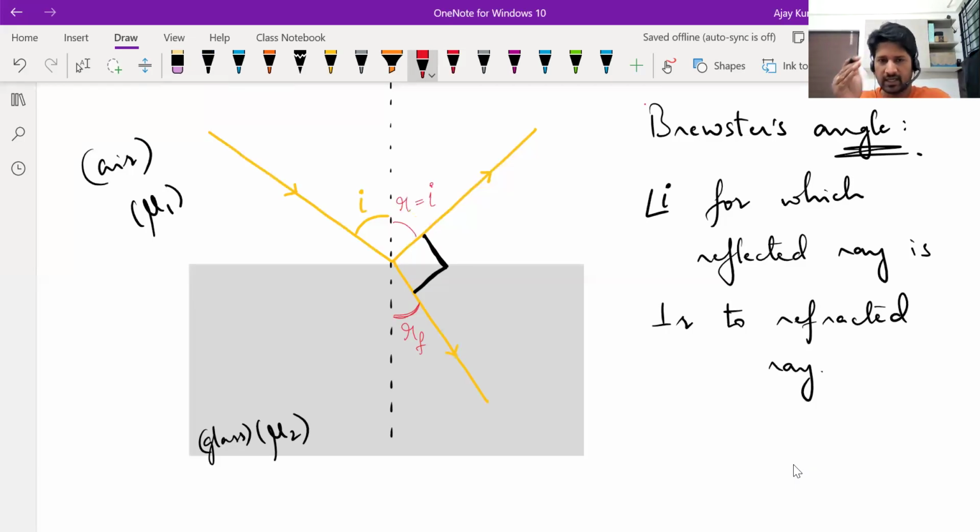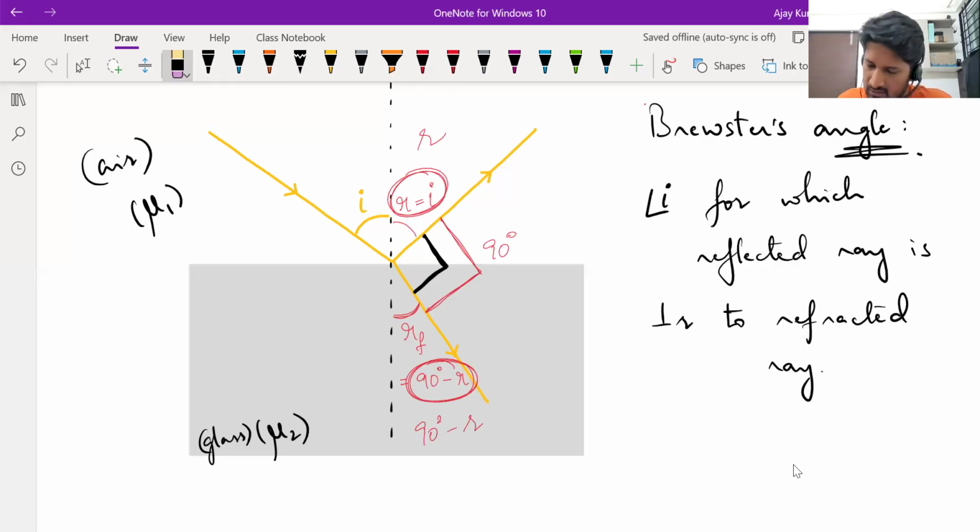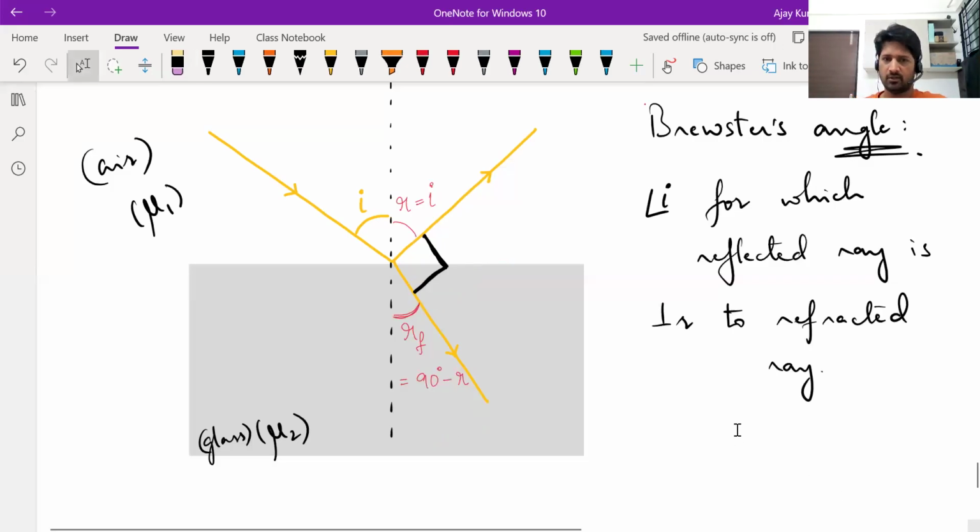Now the angle between reflected ray and refracted ray is 90 degrees. That means angle of refraction RF should be 90 degrees minus angle of reflection R. Because if this is R and this is 90 minus R, only then this can be 90, because total angle in a straight line is 180. So if angle of reflection is R, then the angle of refraction should be 90 minus R for this to happen. Let us now apply Snell's law.